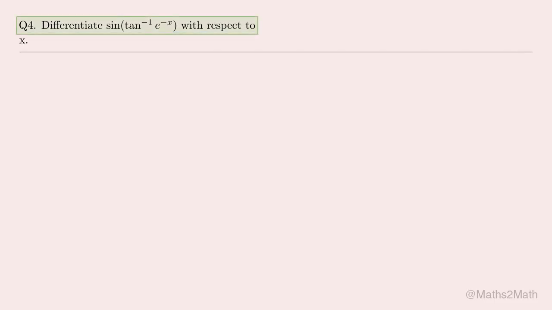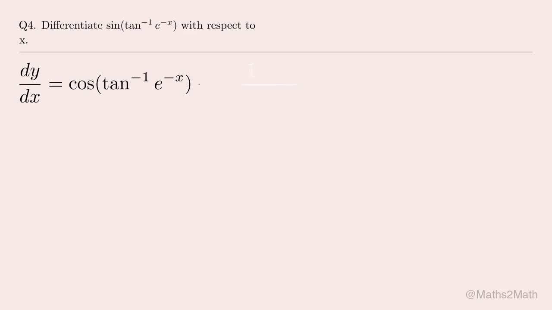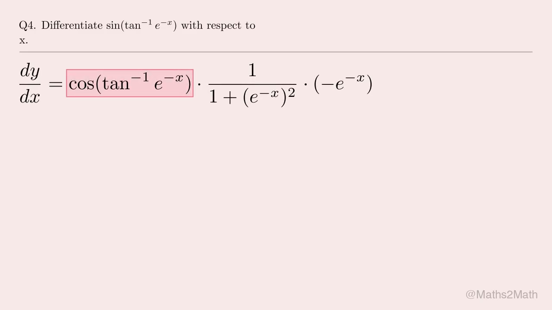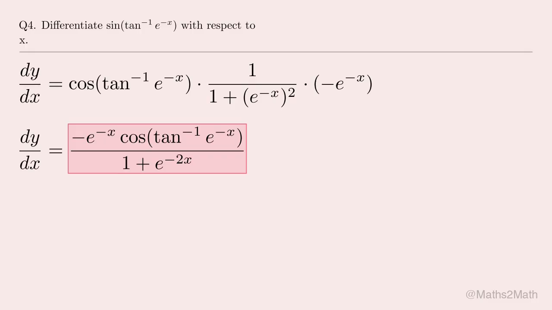Question 4. 3 layers. Sine of inverse tangent of e to the minus x. The chain rule walks through all three, innermost derivative last. Layer by layer, cosine of the whole inside, then 1 over 1 plus the square of e to the minus x, then the derivative of e to the minus x, which is minus e to the minus x. Collect into one fraction with e to the minus 2x in the denominator.